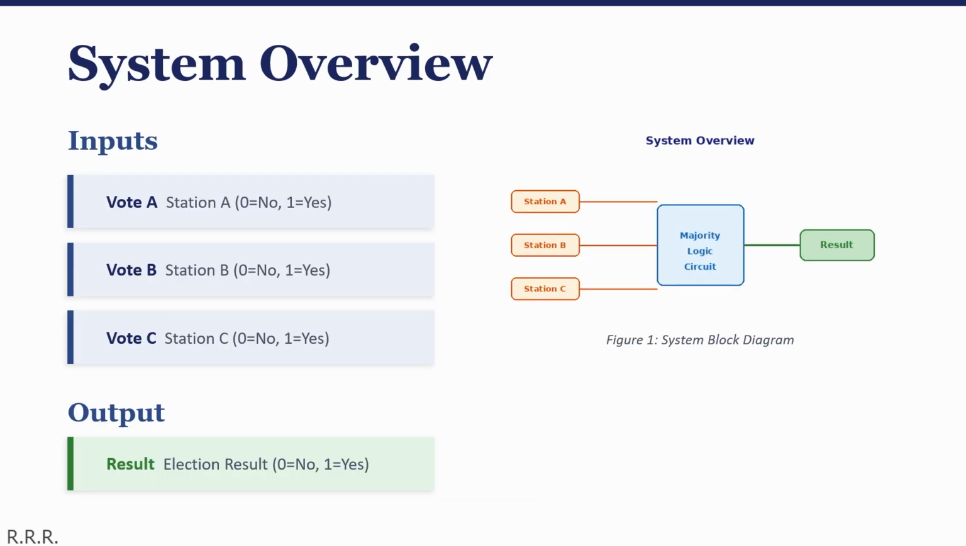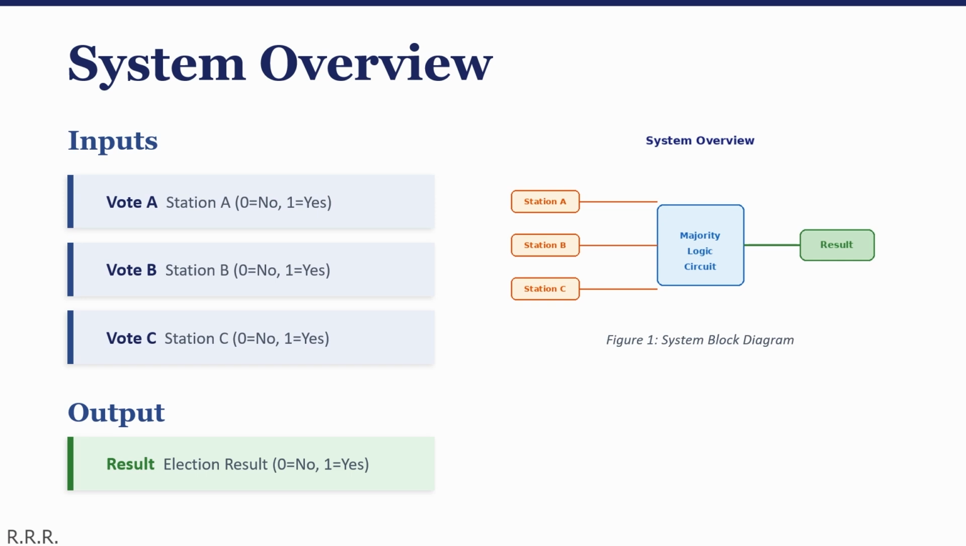Now let's define the system clearly. Our circuit has 3 inputs and 1 output. The 3 inputs are vote A, representing Station A's vote, vote B, representing Station B's vote, and vote C, representing Station C's vote. Each input is a binary value. 0 means the station votes no, and 1 means the station votes yes. The single output is the result, which represents the final election outcome. If the result is 1, the election outcome is yes. If the result is 0, the outcome is no.